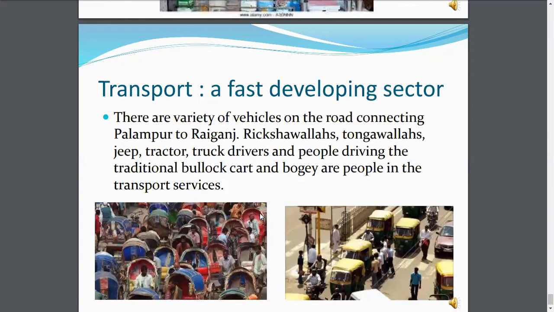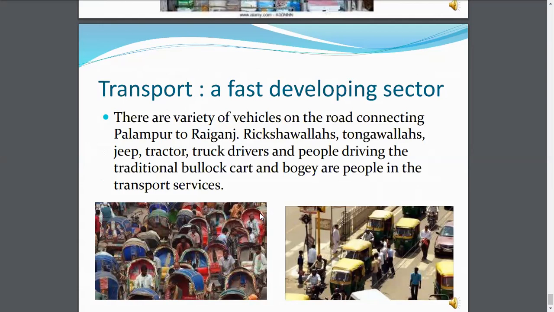Next is transport. As mentioned in the textbook, transport is also a developing sector in this village. That means some people who have rickshaws and all are bringing their transport onto the road, which is helping people to move from one place to another. Some are rickshaw wala, some are tunga wala, some have jeep, some have tractors, some are truck drivers, which is helping to move items or goods from one place to another. So there are a variety of vehicles on the road connecting Palampur to Raiganj.